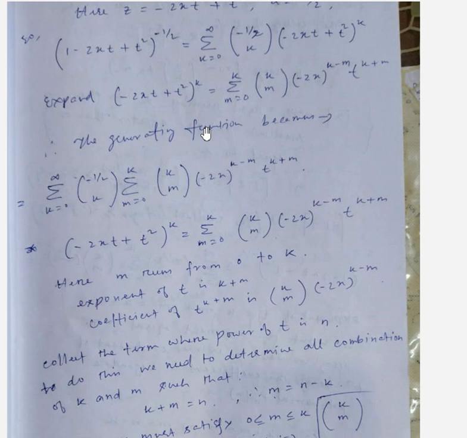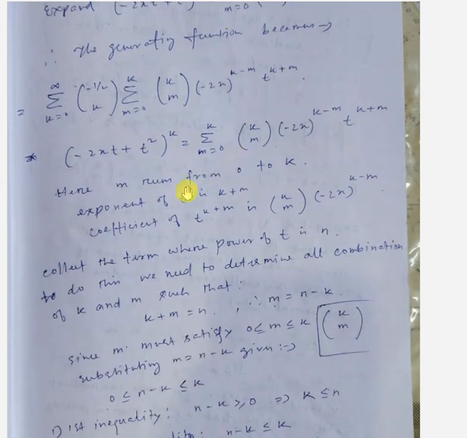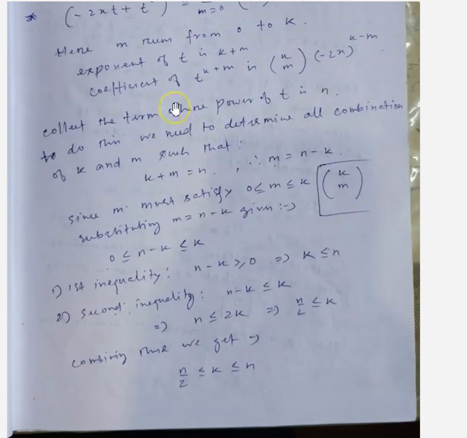And we will get the value: summation over k of half to k, then summation over m of 2x to the power k minus m, t to the power k plus m. Here m runs from 0 to k, and this is the coefficient. Collect the term where the power of t is n. To do this, we need to determine all combinations of k and m such that k plus m is equal to n.